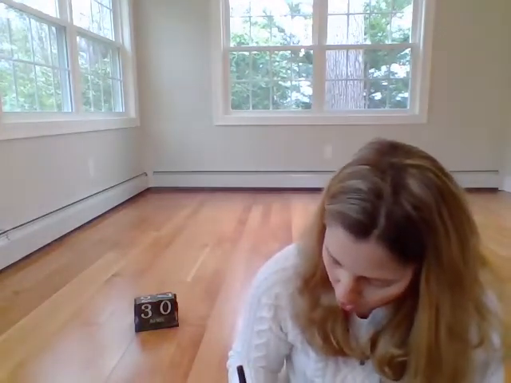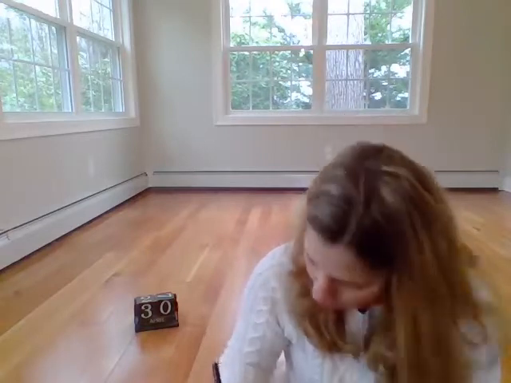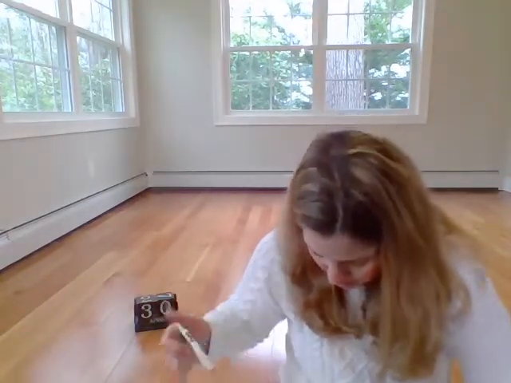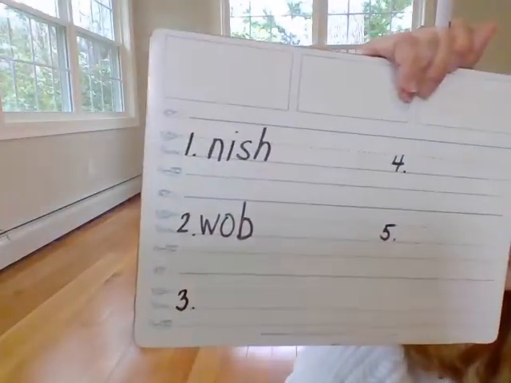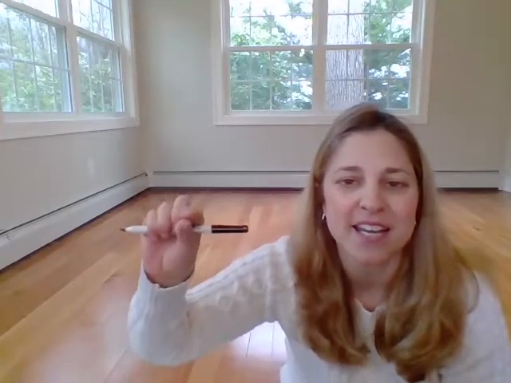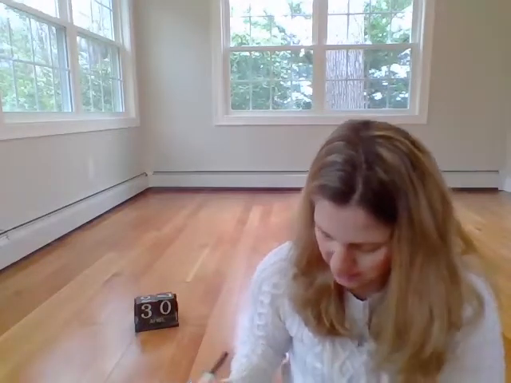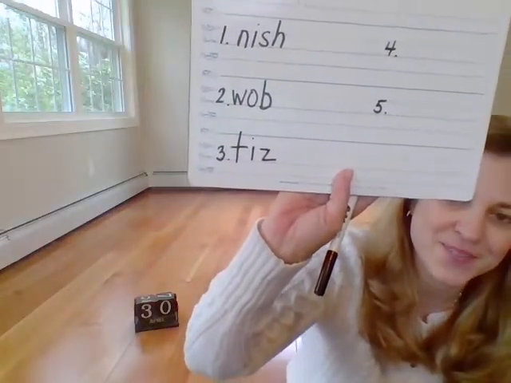W-ob. Wob. O, octopus, B. Not sure how to make your B, make your bed. The B is at the beginning. Wob, W-O-B. Next one is tis, T-I-Z, tis.